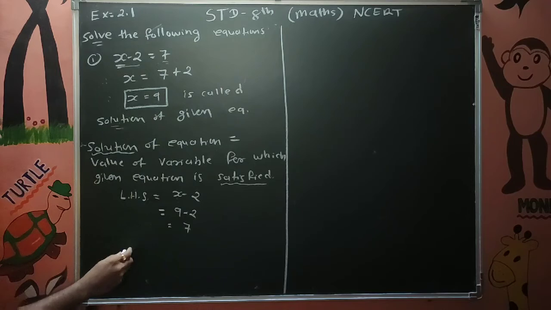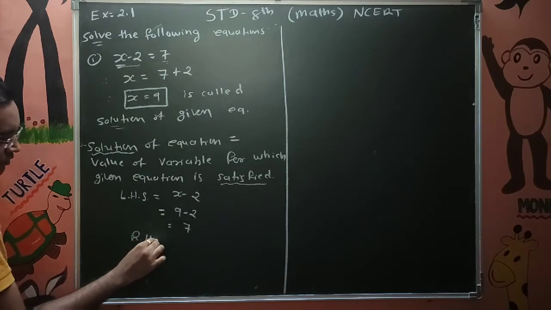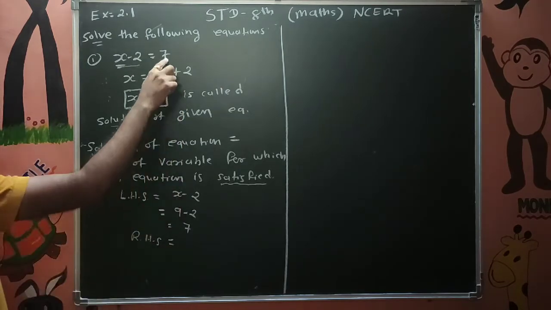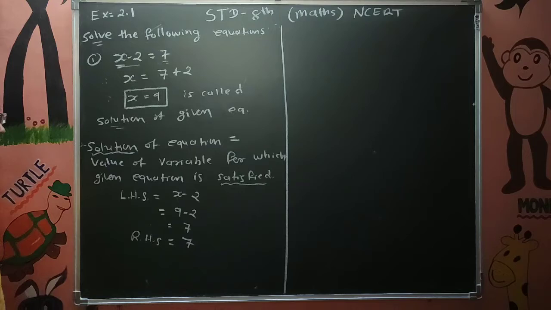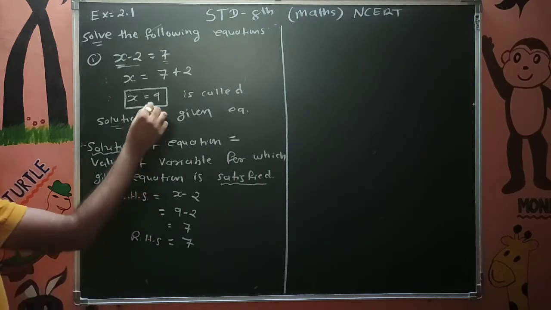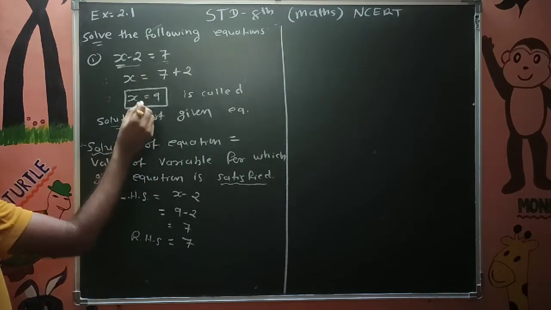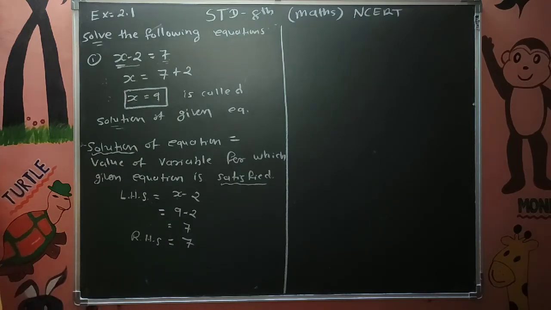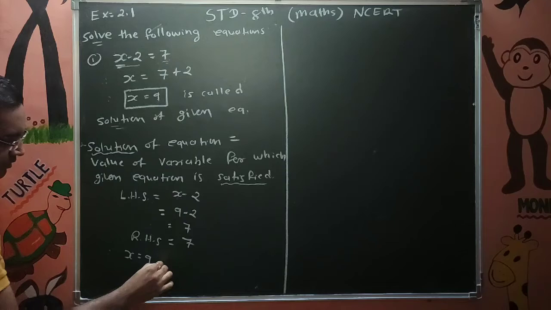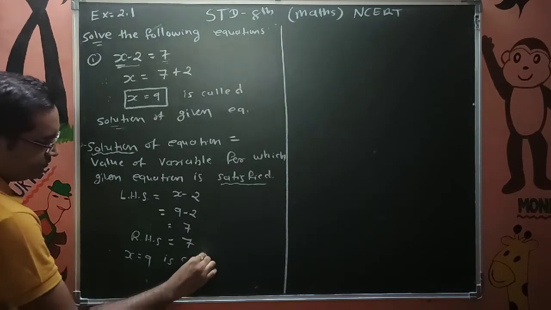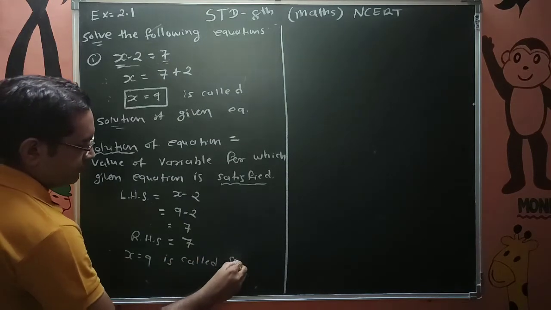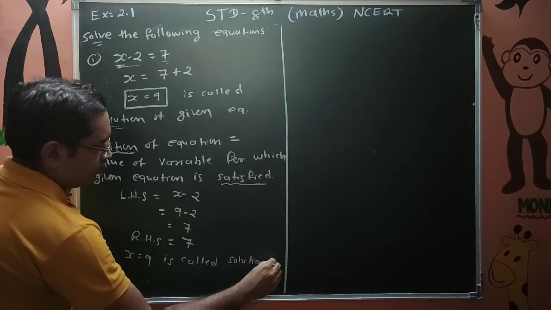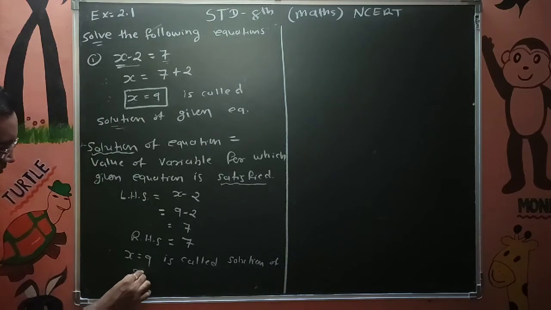Now we consider the right hand side. In our right hand side, the value of the equation is given, which is also 7. So here we can say that for x equal to 9, the values of the left hand side and right hand side both become equal. Right? And therefore, x equal to 9 is called the solution of the given equation.